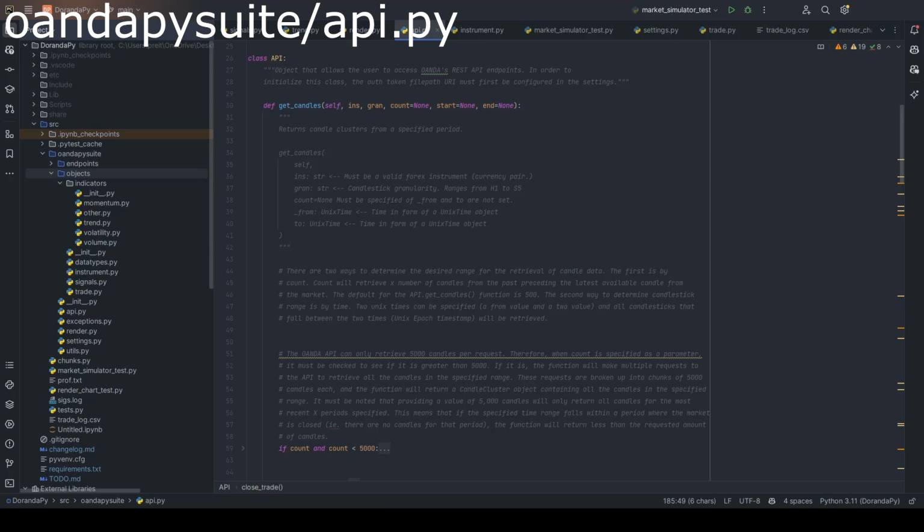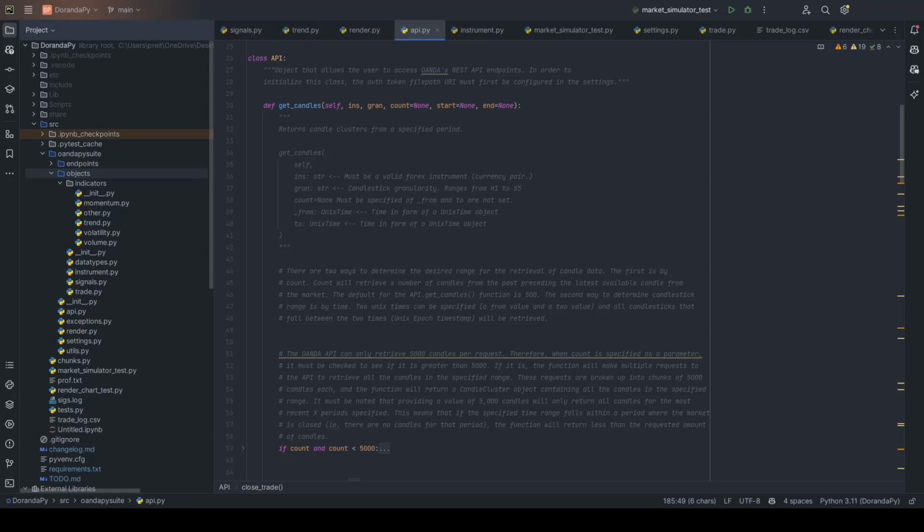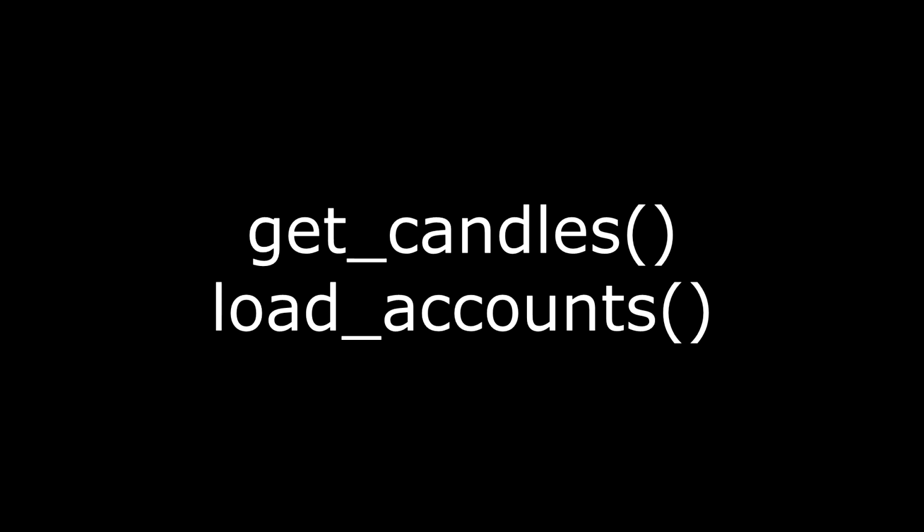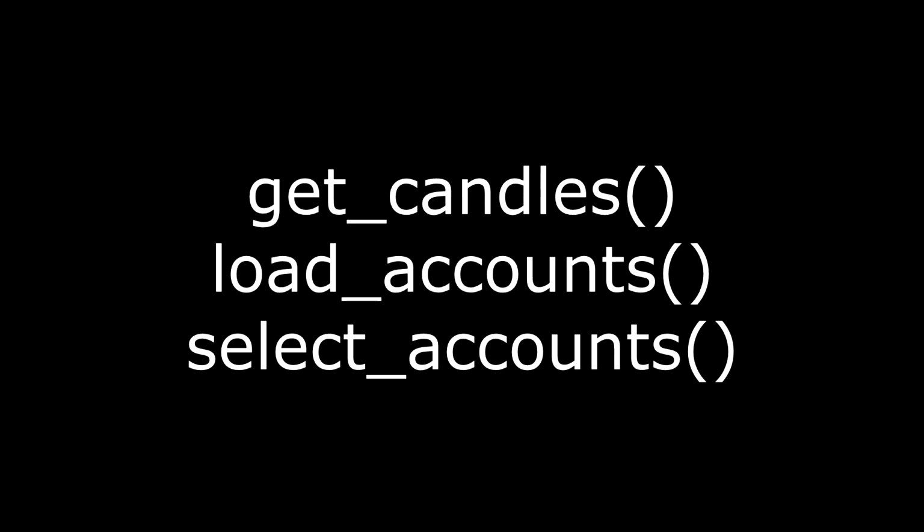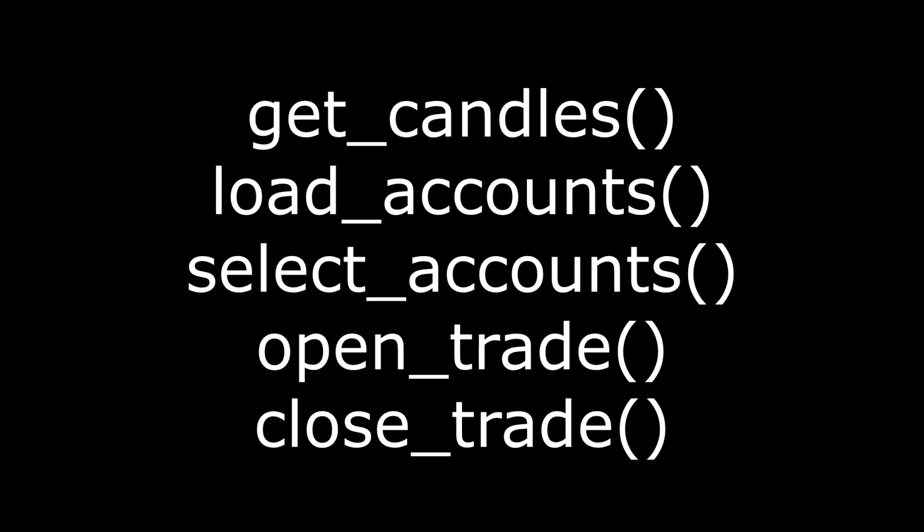So we're here in my IDE, PyCharm Community Edition, and the file that we're looking at is OANDA PySuite.api. The package is called OANDA PySuite, and this is the API module within that package. This module contains one single class, the API class, and if you don't get it already, this class is used to interact with the Forex API. Right now, I'm going to go over how 5 functions in this class work: the get candles function, the load account function, the select accounts function, the open trades function, and the close trades function.